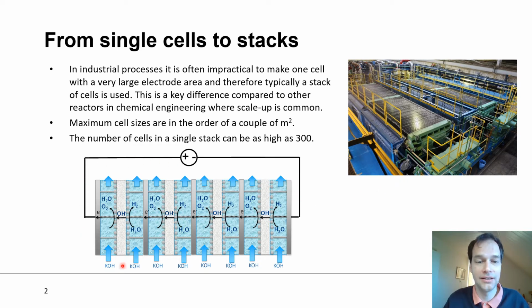And that's why in electrochemistry it's typical to make stacks, and you see one depicted here, and schematically you see one here. And a stack is basically just a number of cells put in series behind each other. Here you see a small example with four cells, but the number of cells can be significantly larger, can be 300 or even larger. The maximum cell size is typically a couple of square meters. Larger, as said, is difficult, and one of the main reasons is heat management.